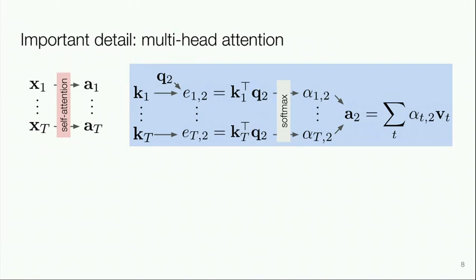So when I'm producing A2, the second thing in that output sequence, I'm comparing Q2 to all the different keys, producing these weights alpha through a softmax, and then doing a weighted sum to extract the weighted combination of V's that I think is most relevant here.